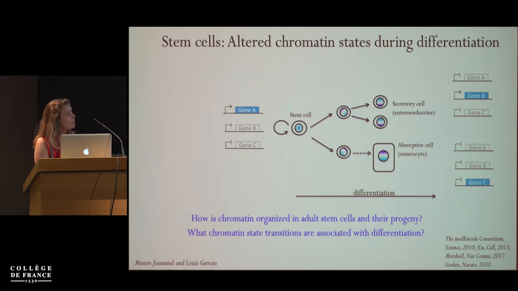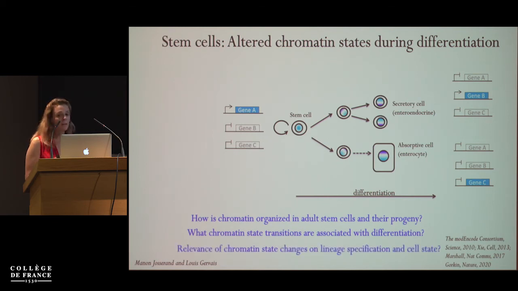So again, if we have a gene A, which is a stem cell specific gene that needs to be turned off within both of these lineages, by what means is this gene being turned off? And in turn, how is gene B, which is a lineage-specific gene, how is this gene kept off in the stem cell and turned on in this lineage and kept off in this lineage? And finally, we would like to know what the relevance of the chromatin state changes are on the lineage specification and on the final cell state. So in order to address this question, we wanted to borrow from work of others.